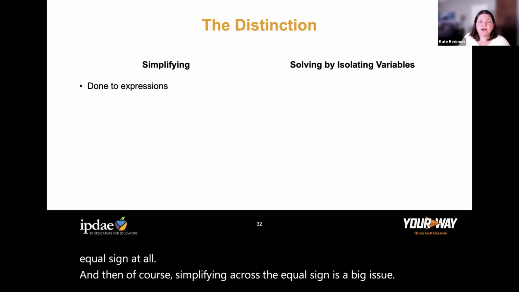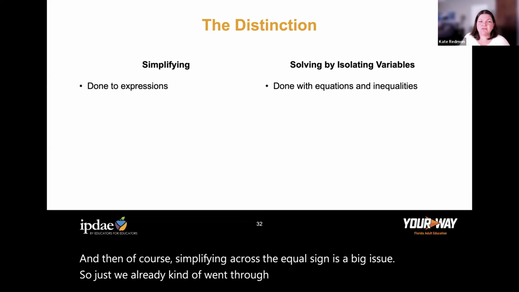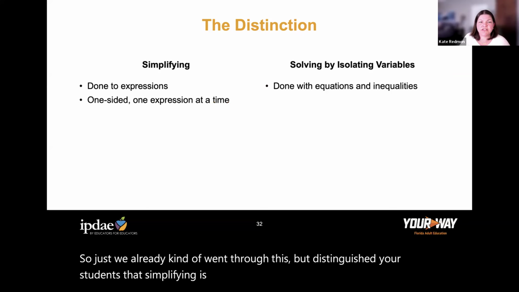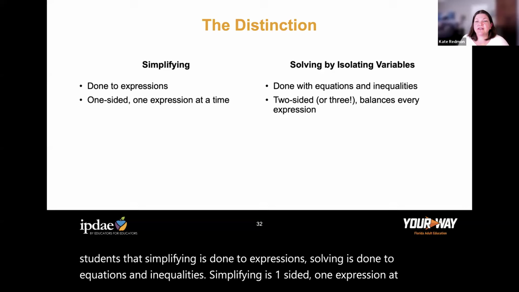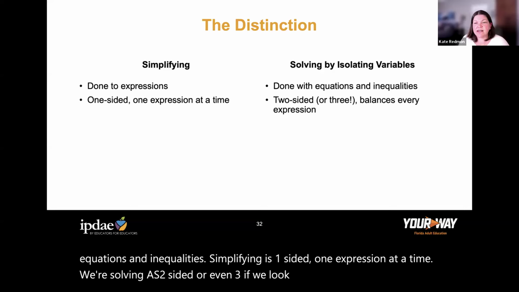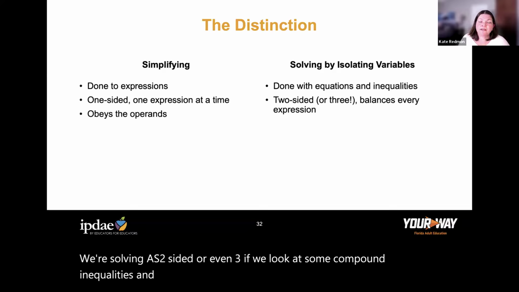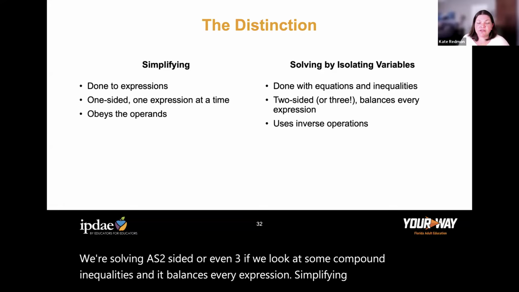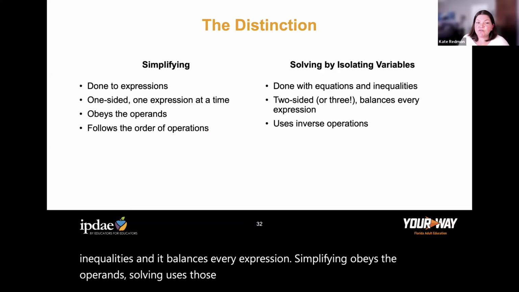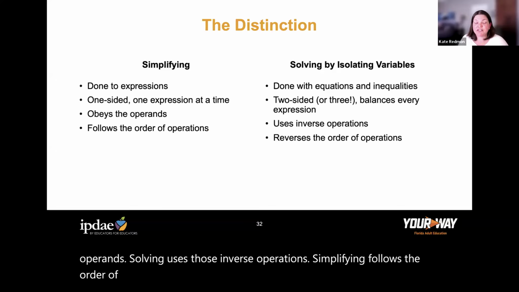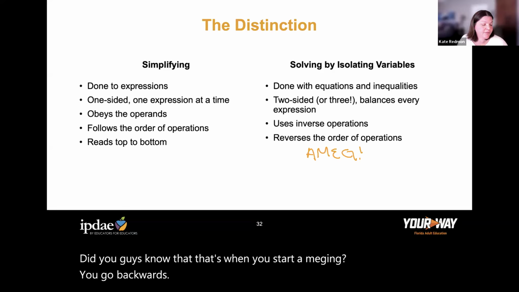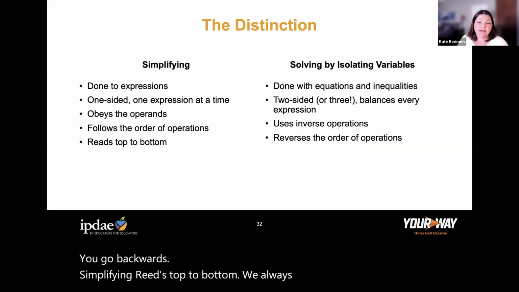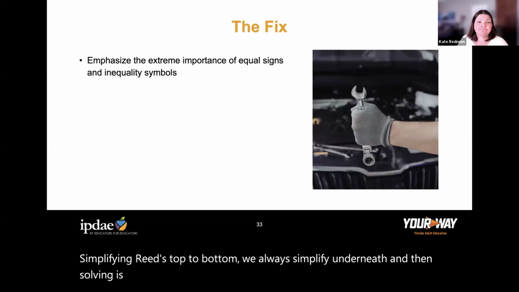So, we already kind of went through this, but distinguish to your students that simplifying is done to expressions, solving is done to equations and inequalities. Simplifying is one-sided, one expression at a time, where solving is two-sided, or even three if we look at some compound inequalities, and it balances every expression. Simplifying obeys the operands. Solving uses those inverse operations. Simplifying follows the order of operations, and solving reverses the order of operations. Did you guys know that? That's when you start omegging. You go backwards. Simplifying reads top to bottom. We always simplify underneath. And then solving is when we start crossing that equal sign.